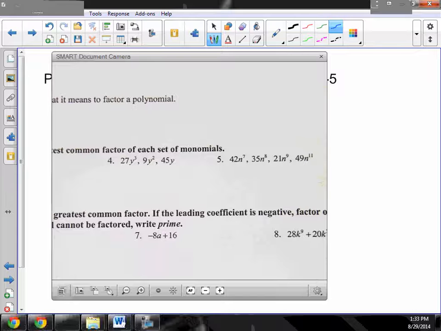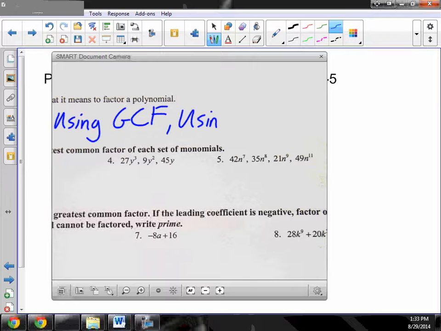Number 2 is asking, what does it mean to factor a polynomial? And there are 2 ways to factor a polynomial. The first way is using the greatest common factor. You look and see, do they share anything? And you always do that first. Once you figure that out, the second way to factor is using the box, or whatever method you use that's equivalent to the box.